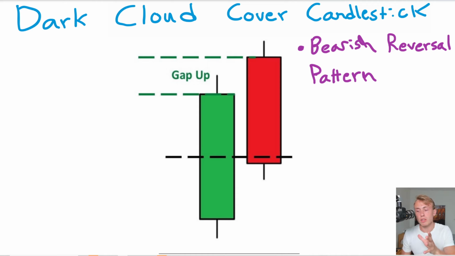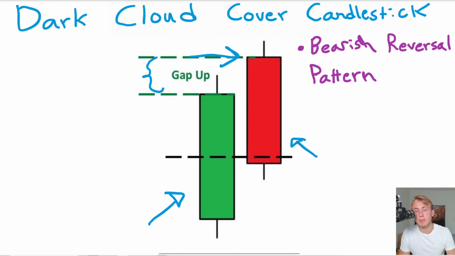But okay, so what defines the pattern? Well, the pattern consists of two candlesticks. First, we have a green, pretty strong candle, as you can see on the picture right here. The important thing about this pattern is that the second candle is red. And the open of the second candle, you can see it opens right here. It has to open above the real body of the prior green candle.